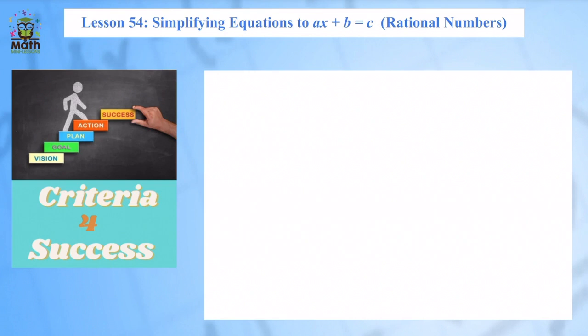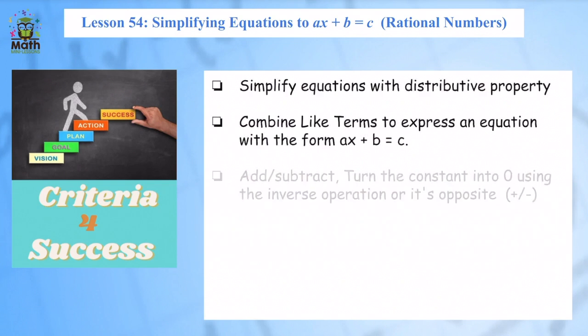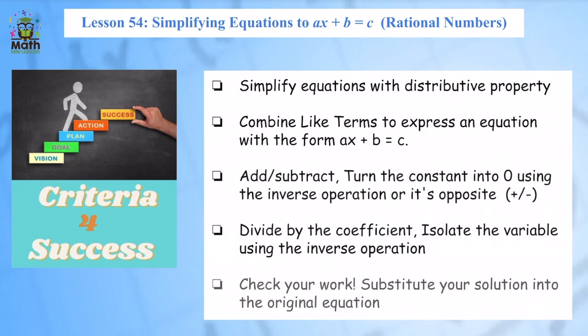Welcome to lesson 54, and in this lesson we're simplifying equations, this time two-step equations with rational numbers. Our CFS is exactly the same as the last lesson, so our look-fors are the same. What you're watching while I'm working is the same thing your teachers are watching for in your work as well. I'll take a quick look. This is how we demonstrate mastery.